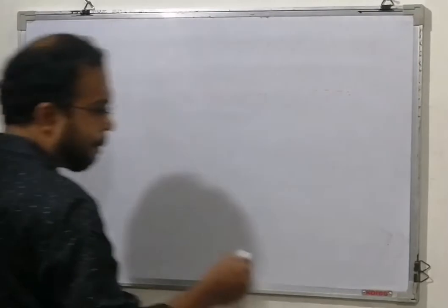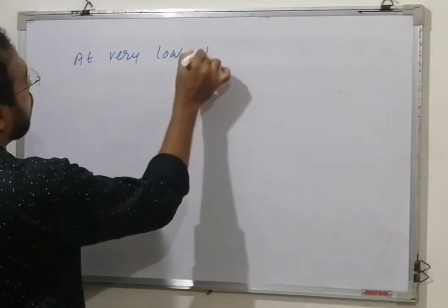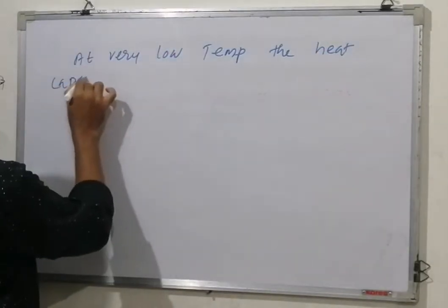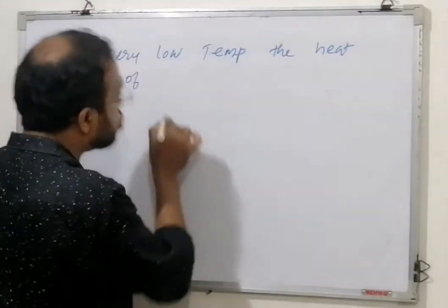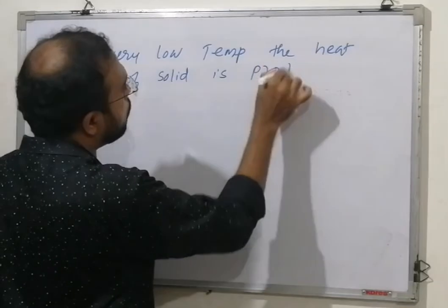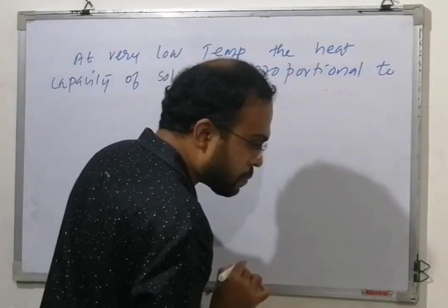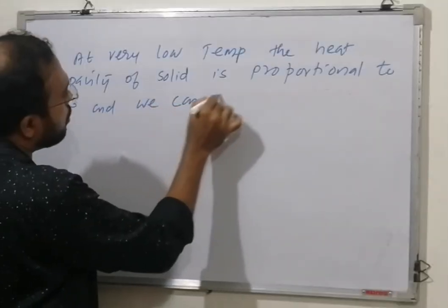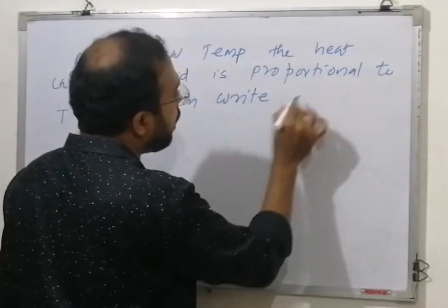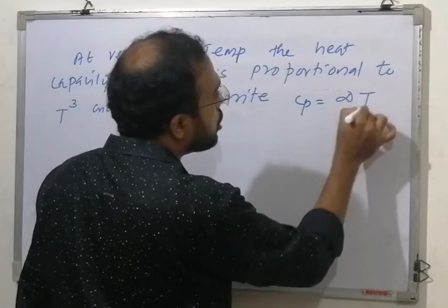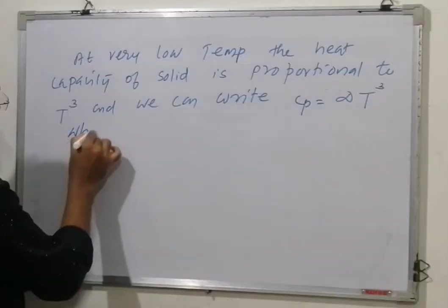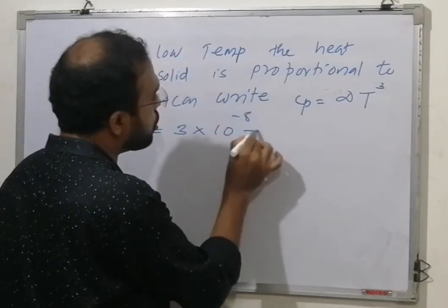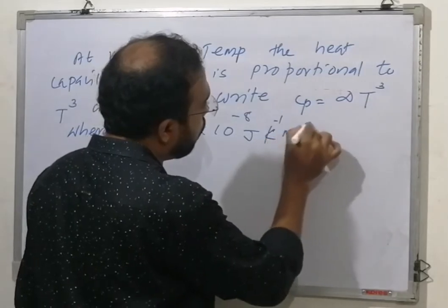At a very low temperature, the heat capacity of a solid is proportional to T cube, and we can write CP is equal to alpha T cube, where alpha is equal to 3 into 10 raised to minus 8 joule Kelvin raised to minus 1 mole raised to minus 1.